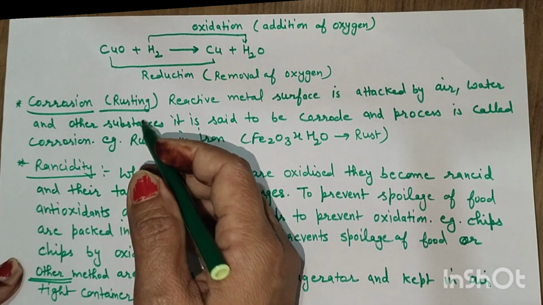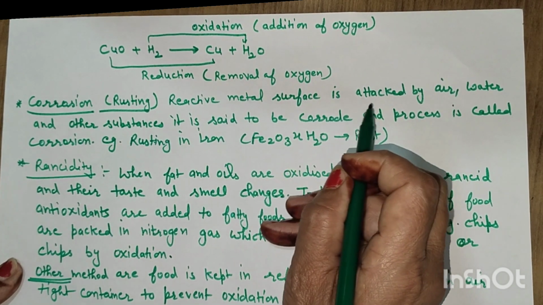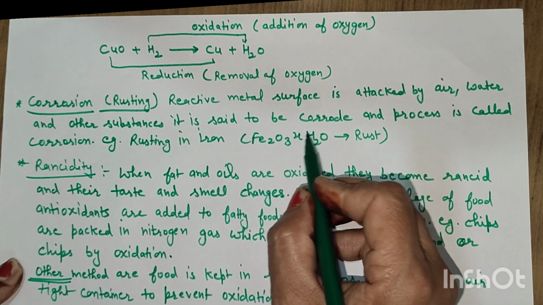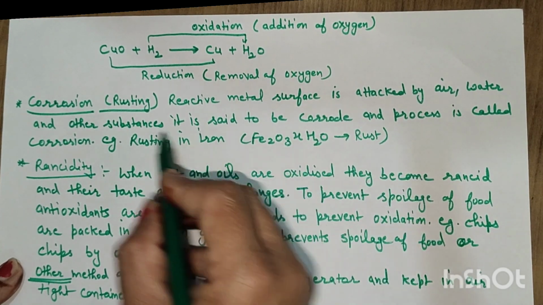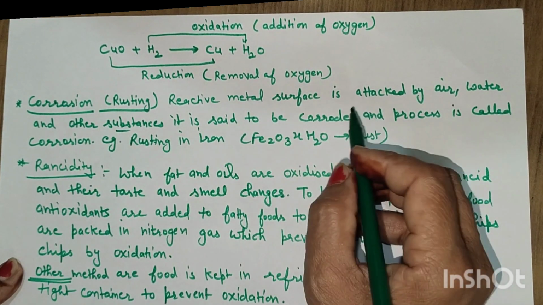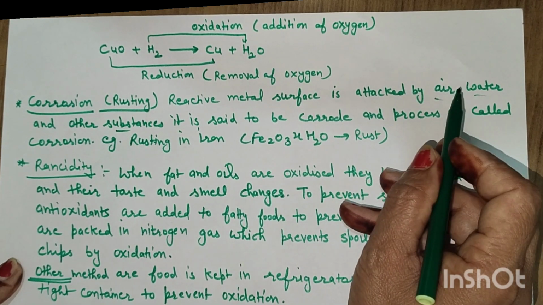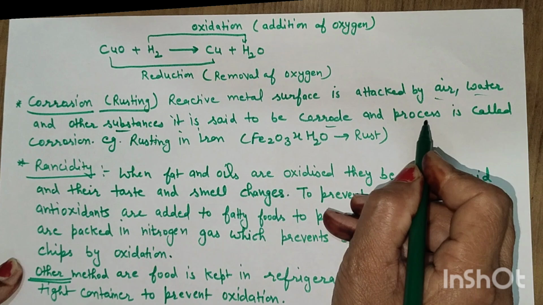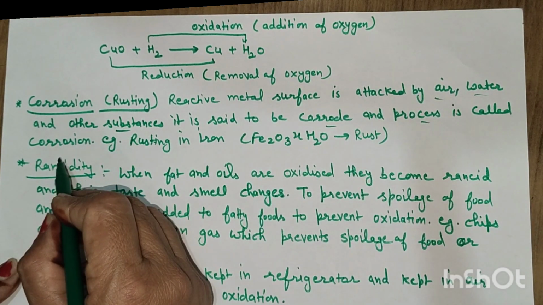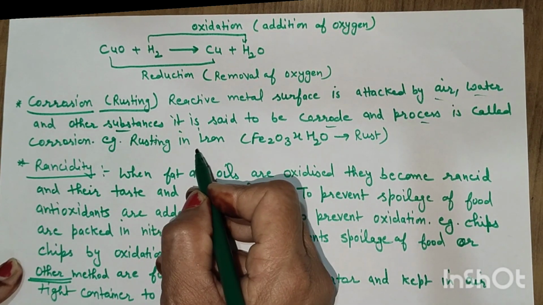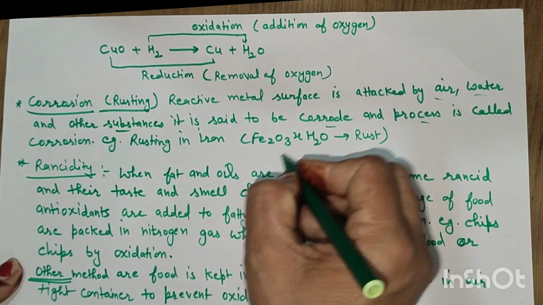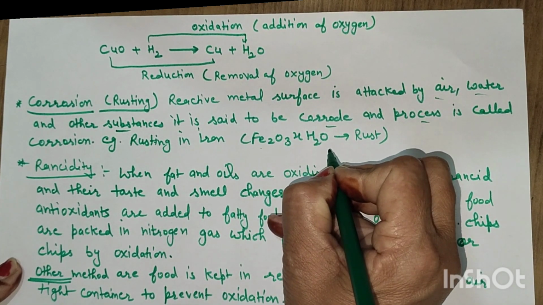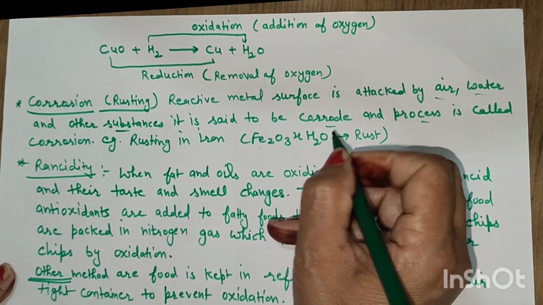Corrosion and rusting. In this, a reactive metal surface is attacked by air, water and other substances. It is said to corrode. If any substance is attacked by air and water, and with time it becomes weak, the substance is said to corrode, and the process is called corrosion. An example is the rusting of iron. The formula of the rust is Fe2O3.xH2O. That is the rust.